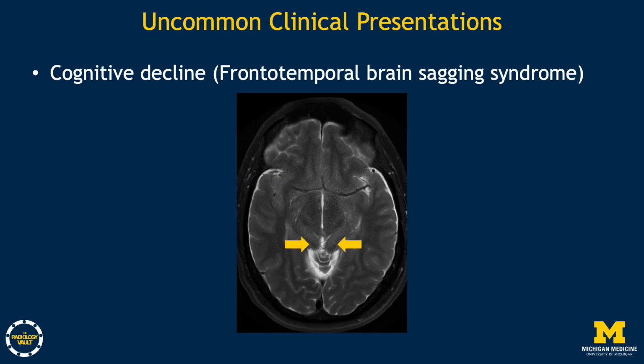A diagnosis of SIH should also be considered in patients being worked up for cognitive decline, especially those being thought of having frontotemporal dementia. This condition, known as frontotemporal brain sagging syndrome, is thought to be related to downward herniation of medial temporal lobes along the tentorial hiatus, as shown here on axial T2 weighted images.